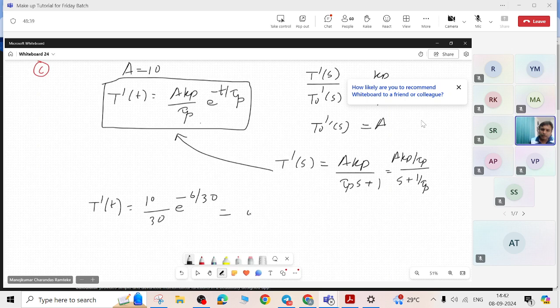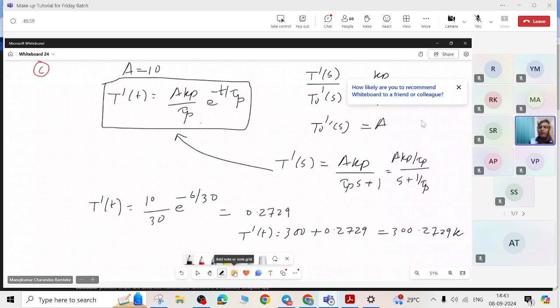0.2729 is what you are expected to get. So T dash T is going to be 300 plus 0.2729. So this will be 300.2729 Kelvin. This is the value you are expected to get.